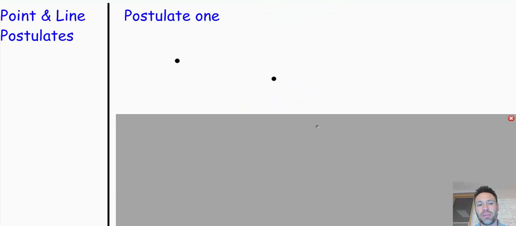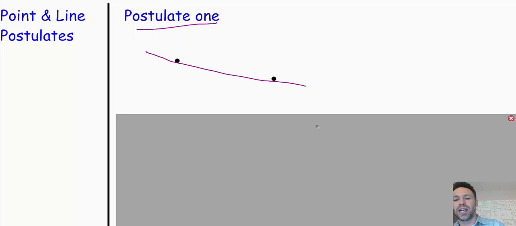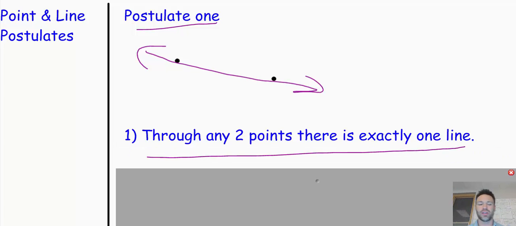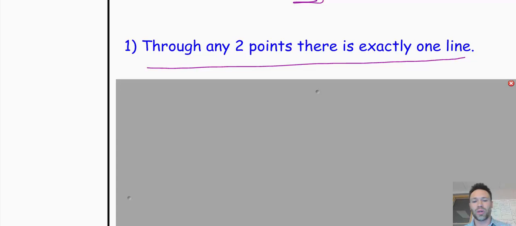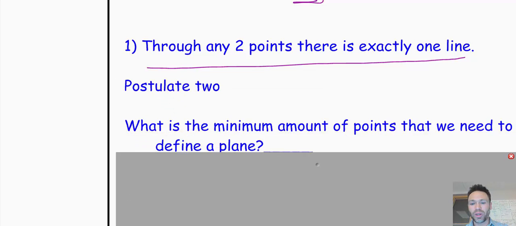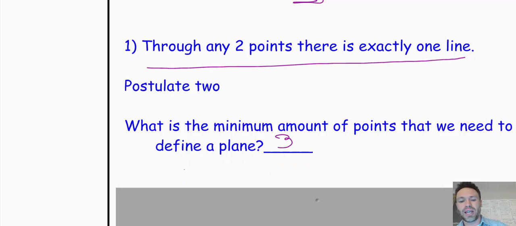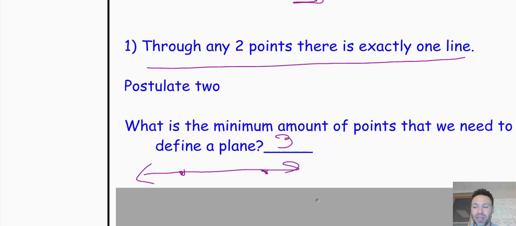Postulates now. Point line postulates. Postulate 1. Through any 2 points, there is only one line because we define lines to be straight. Okay? That's the first one. Right? 2 points, there is exactly one line. Next one. What is the minimum amount of points that we need to define a plane? 3 points. If I only have 2 points, then I have only defined a line. So if I need one more point to define the plane, there it is. And so now I have defined this whole entire flat surface. So 3 points need to define a plane.